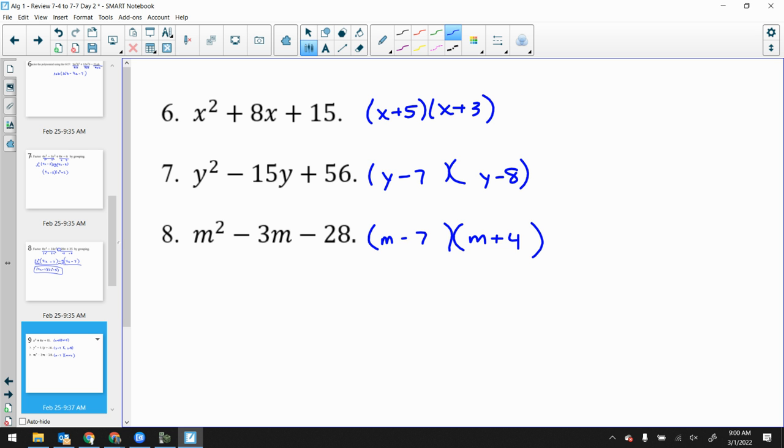Questions on 6, 7, or 8 before we move on to 9, 10, and 11? Yeah, Solomon? Does it matter if like the 7 and the 4 is switched around? No, but it does matter if you switch around the signs. Like you couldn't have a minus 4 plus 7, but you can have m plus 4, then the m minus 7. That's fine.